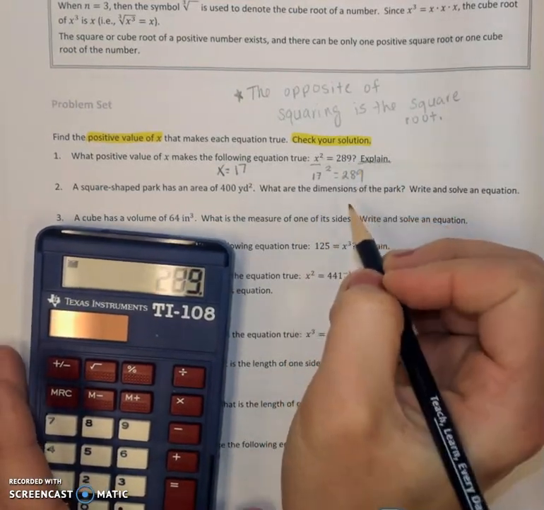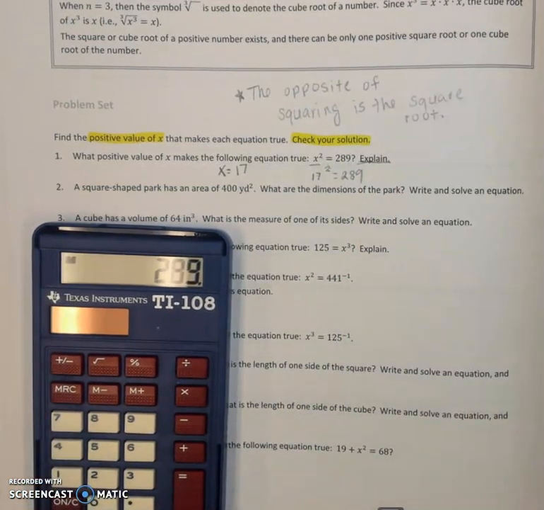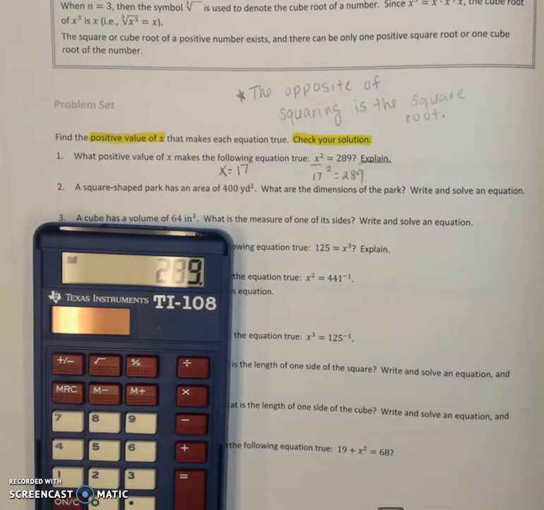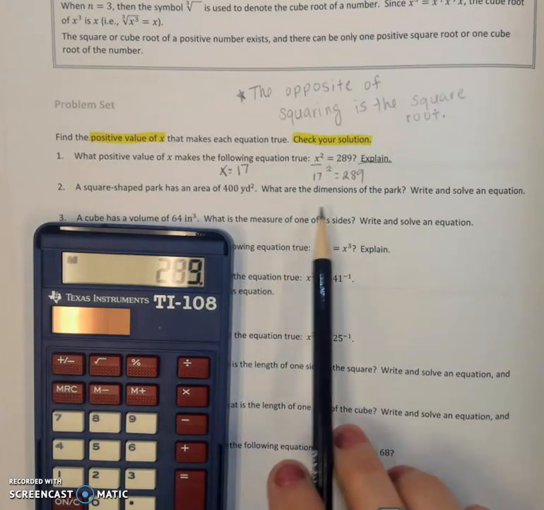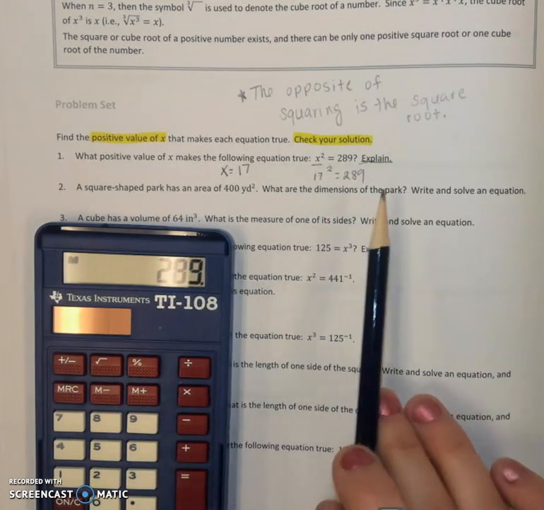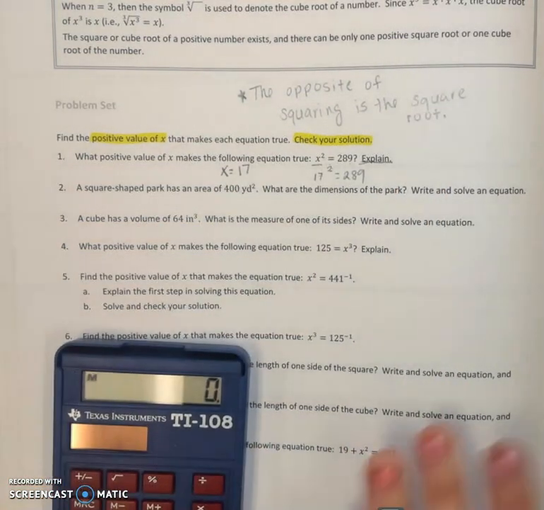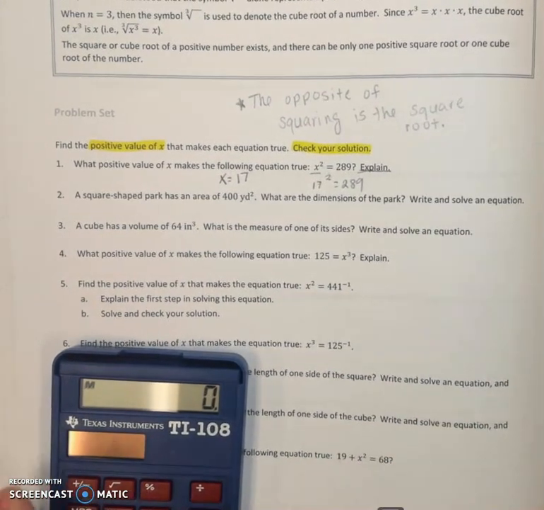Remember, when it says explain, you should use a complete sentence to explain your reasoning. It would say something like, to solve the equation, I need to find the positive value of x so that when it's squared, it is equal to 289. Therefore, I took the square root of both sides of the equation, which gave me 17, and I checked my work by doing 17 squared equals 289. So you need to make sure you have a complete sentence right there, or else you will not get full credit. I walked you through it and explained it. Now you need to explain it yourself in your own words.